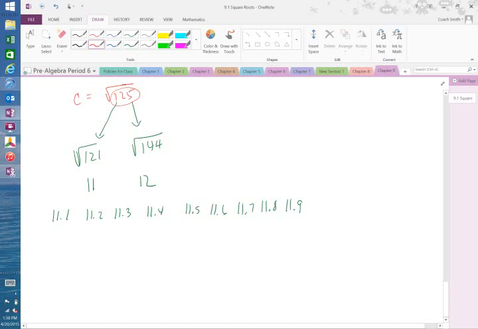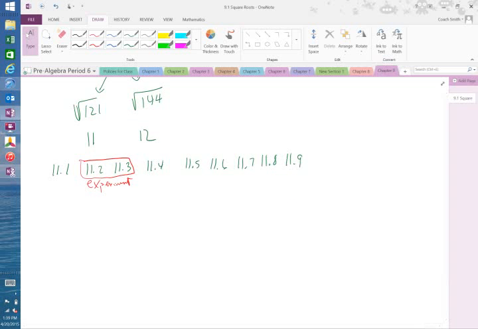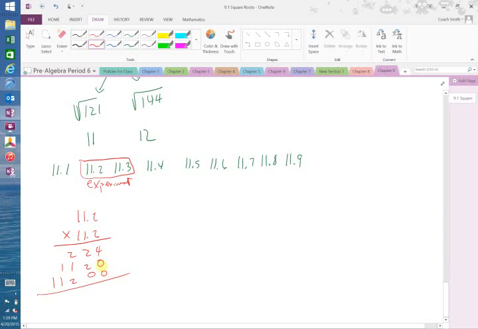125. Is 125 closer to 121 or closer to 144? It's closer to 121. So I'm going to try those two numbers. I am going to experiment with those two numbers. So I'm going to come down here and say, okay, 11.2 times 11.2. That would be 4, 2, 2, take down my 0, 2, 1, 1, bring down 2 zeros, 2, 1, 1. So it's 4, 452. So that's 125.44.